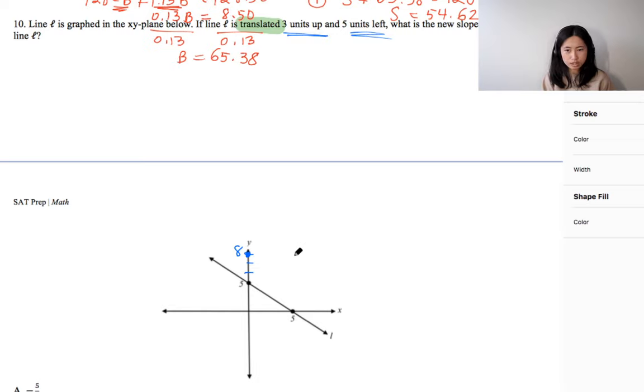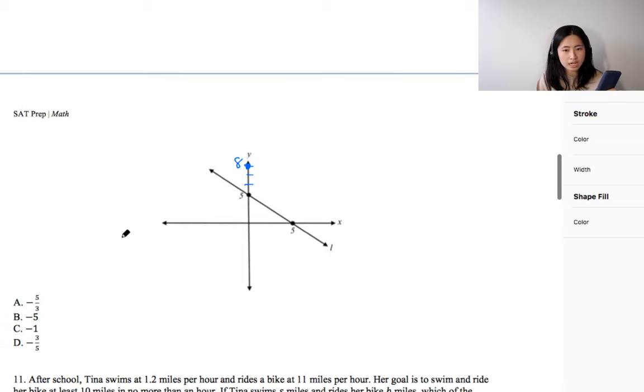If you don't, so let's say they're just saying it's 3 units up, right? And then you're not really translating to the left 5 units, then you know that your graph is going to be right here, right? However, because they're saying that you're translating 5 units to the left, it would be somewhere here. Does that make sense? So your slope is not really going to change, therefore, it's going to be -1, right?